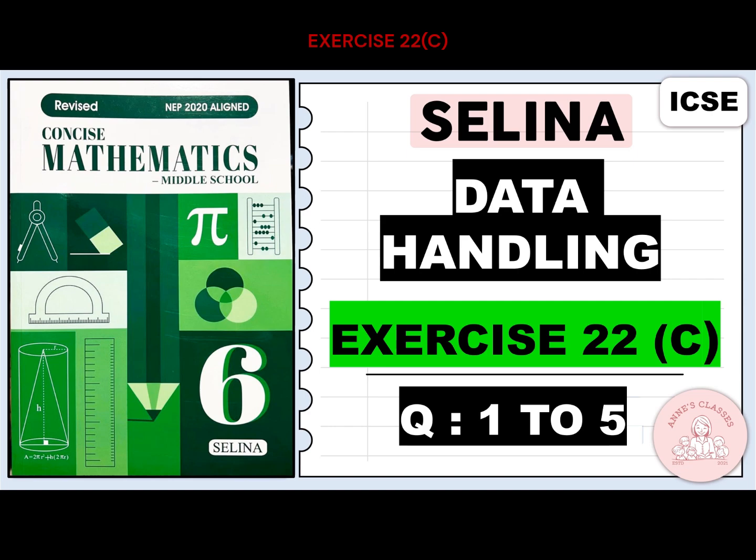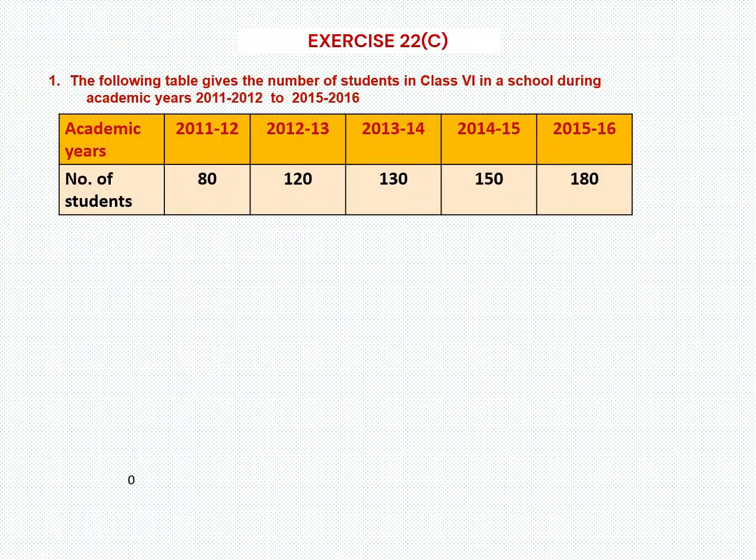Let's do data handling exercise 22C. Question 1. The following table gives the number of students in class 6 in a school during the academic years 2011-2012 to 2015-2016. So we have the data given to us. So now we're going to construct a bar graph.